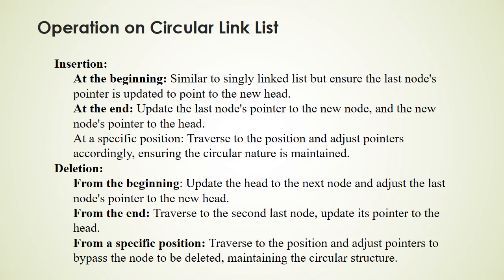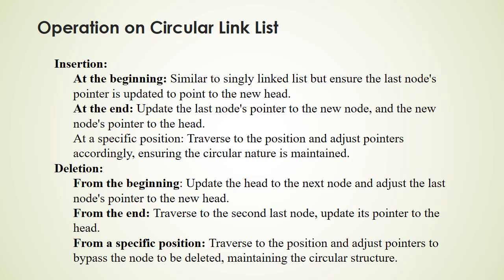Let's go through the operations of a circular linked list: insertion and deletion. To insert a node at the beginning, we update the new node's pointer to point to the current head and then update the last node's pointer to the new head. To insert at the end, we traverse to the last node, update its pointer to the new node, and then set the new node's pointer to the head. Inserting at a specific position involves traversing to the position and adjusting the pointers while maintaining the circular structure.